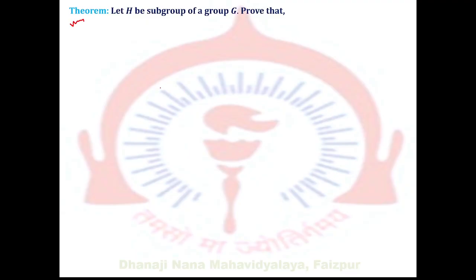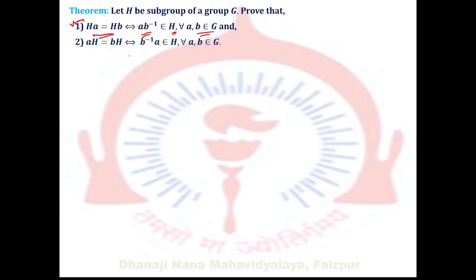Then again we have next very important theorem. So this one is important one. Let H be a subgroup of the given group G. Then prove that HA is equal to HB if and only if AB inverse belongs to H, for all A, B belongs to G. And AH is equal to BH if and only if B inverse A belongs to H, for all A, B belongs to G.